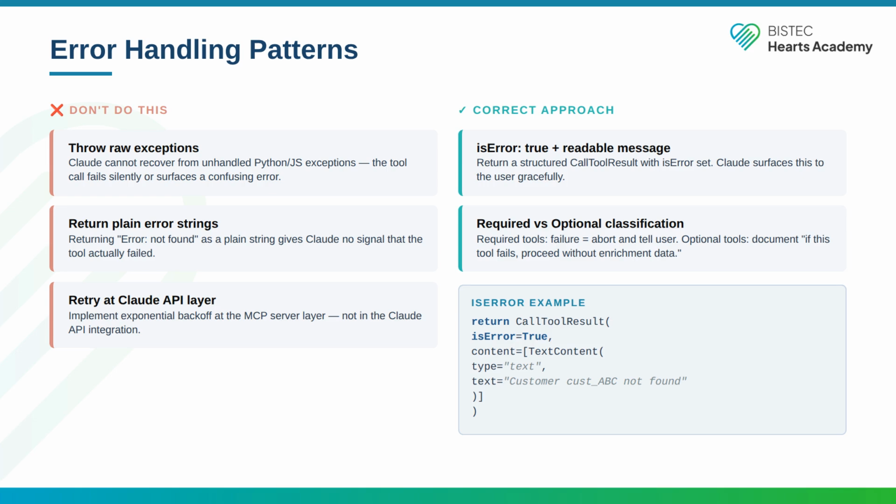Catch exceptions in your tool handler and return a structured response with isError set to true and a human-readable content message. This is a deliberate signal to Claude that the tool failed, with enough information to communicate the failure clearly to the user. The required versus optional classification determines how Claude responds to failures.